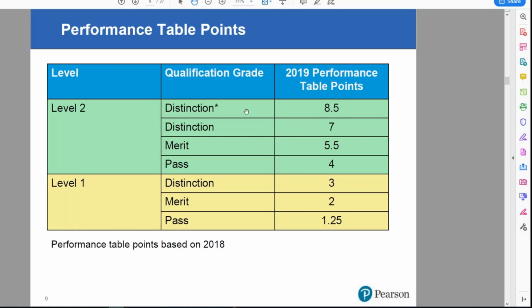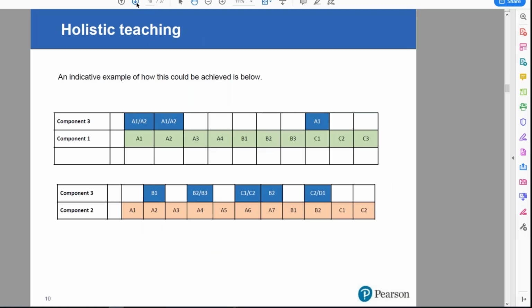You can see on the right-hand side. So unfairly, a distinction star isn't deemed a 9. Distinction is 7, and as the numbers go down there. So you can see that level 1 is the outcome grade of 3 and below in terms of performance points. So that's how that works. Do chip in if you have any questions.